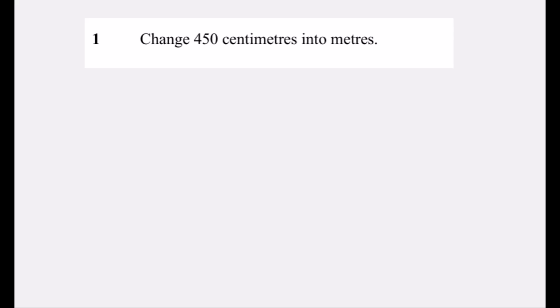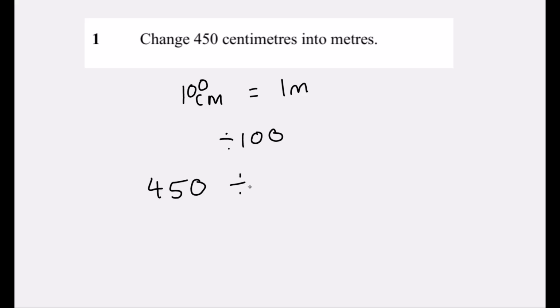Question 1. Change 450 centimeters into meters. Every 100 centimeters is 1 meter. So to change from centimeters into meters, we need to divide by 100. So 450 divided by 100 is 4.5. So it's 4.5 meters.